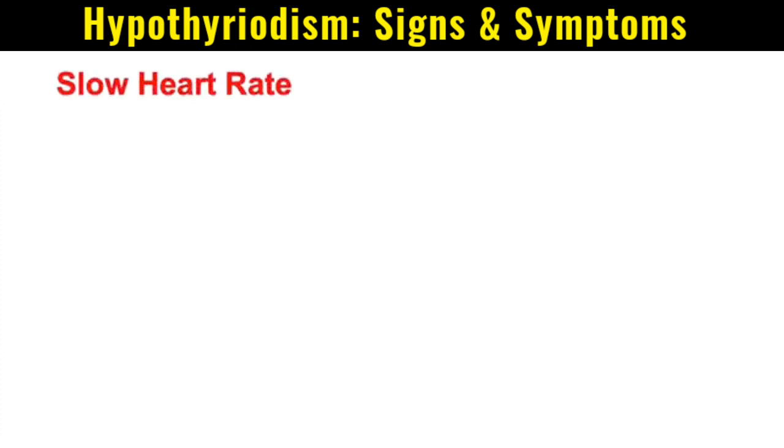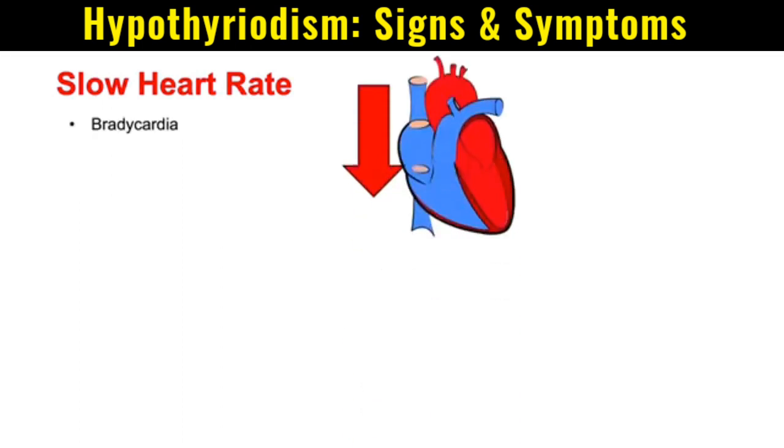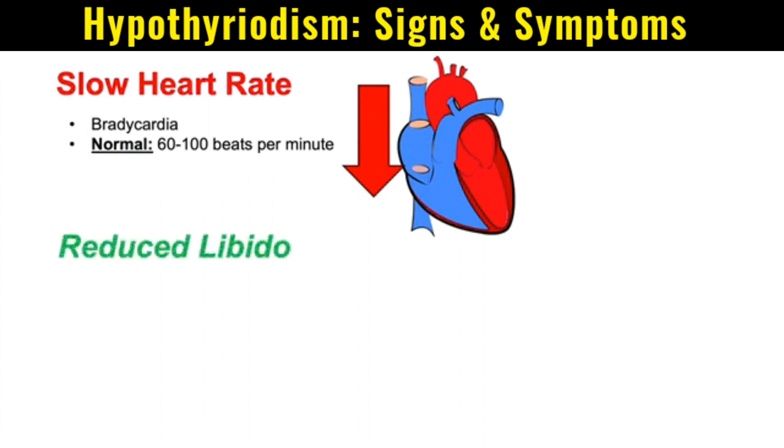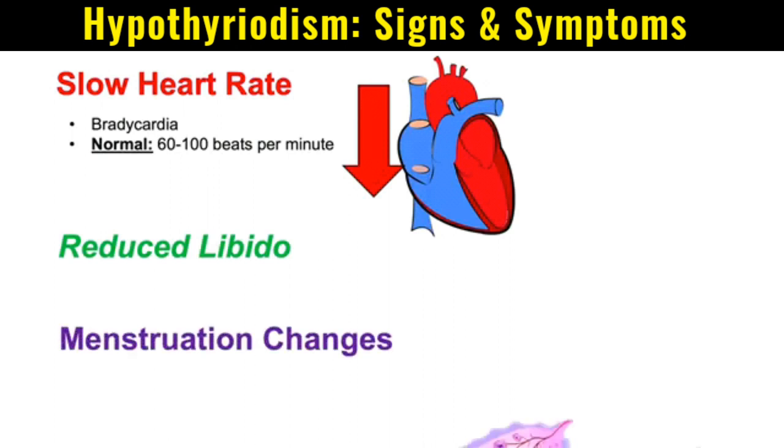And then some other signs and symptoms of hypothyroidism include slow heart rate, which we call bradycardia. So a normal heart rate is anywhere between 60 to 100 beats per minute, but we can see in hypothyroidism less than 60 beats per minute. So we can see a slow heart rate. We can also see reduced libido in hypothyroidism, and we can also see menstruation changes in hypothyroidism as well.